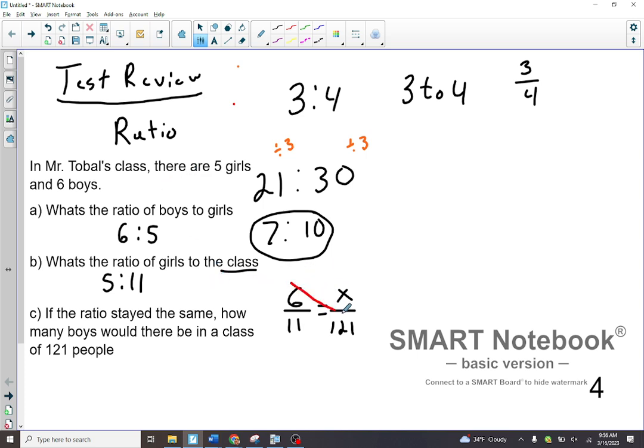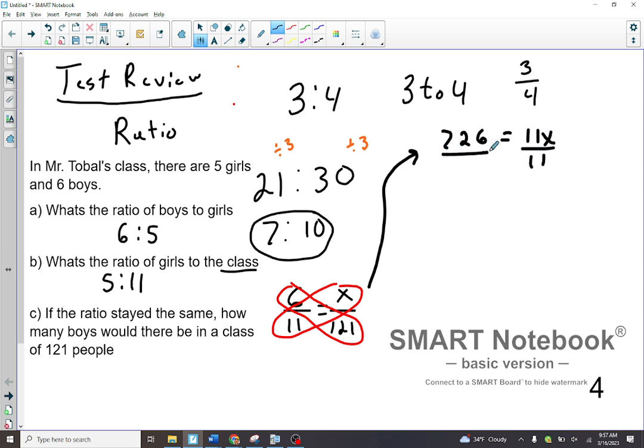Okay. So from there, we're going to cross multiply. So we're going to get 6 times 121, which is 726. Then that's going to equal 11x. Divided by 11 on both sides. X equals 66.